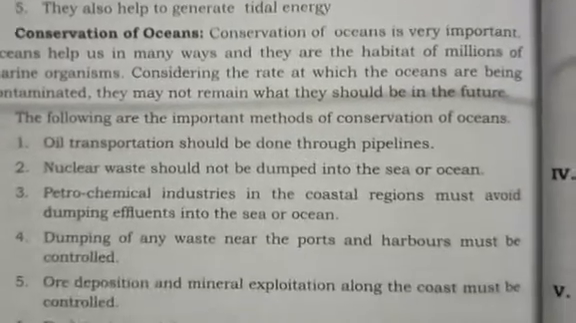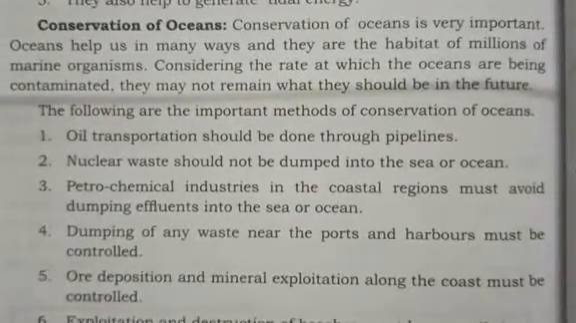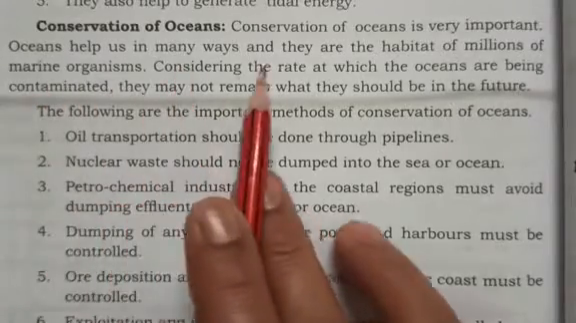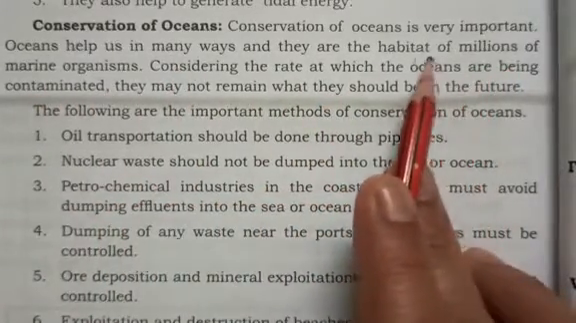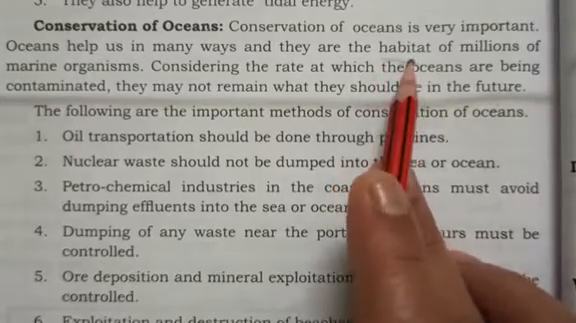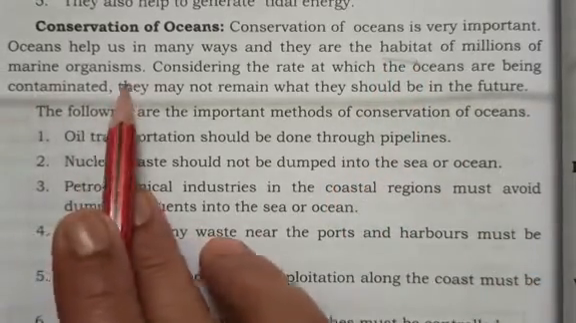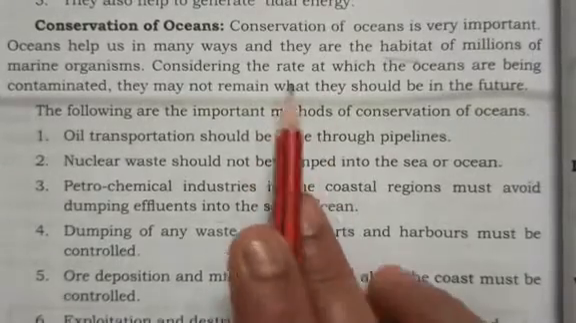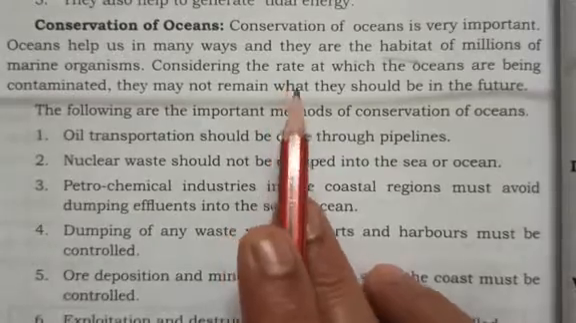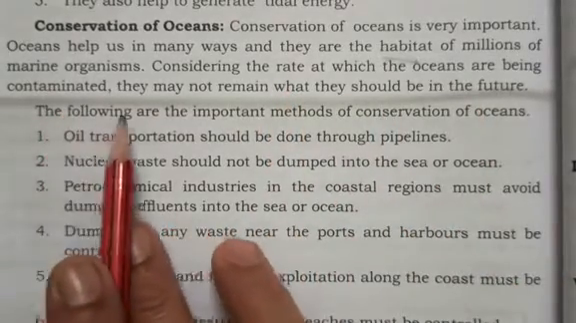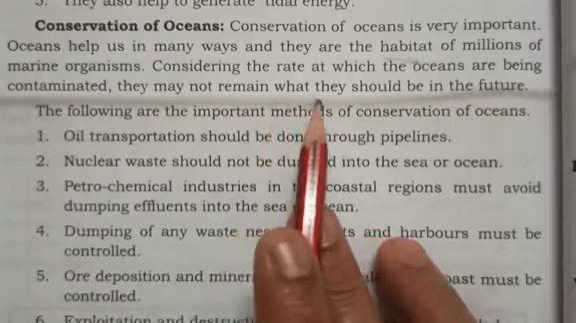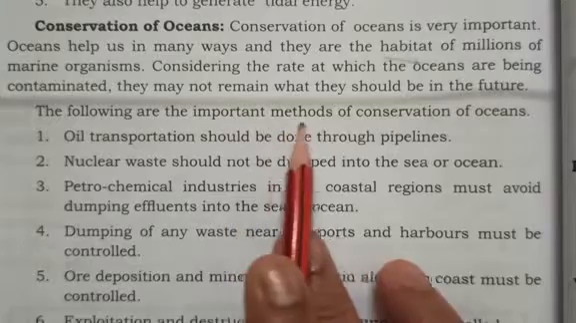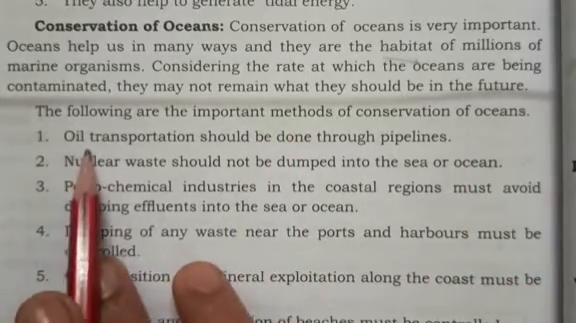So conservation of oceans. Oceans help us in many ways and they are the habitat where many marine organisms live. Considering the rate at which the oceans are being contaminated, they may not remain what they should be in the future. So the following are the important methods of conservation of oceans.